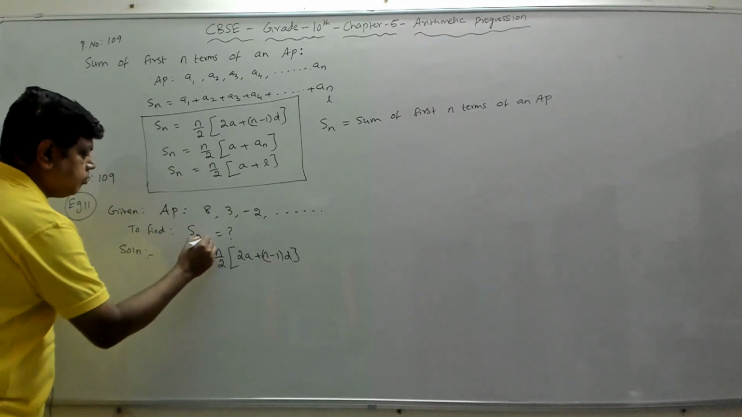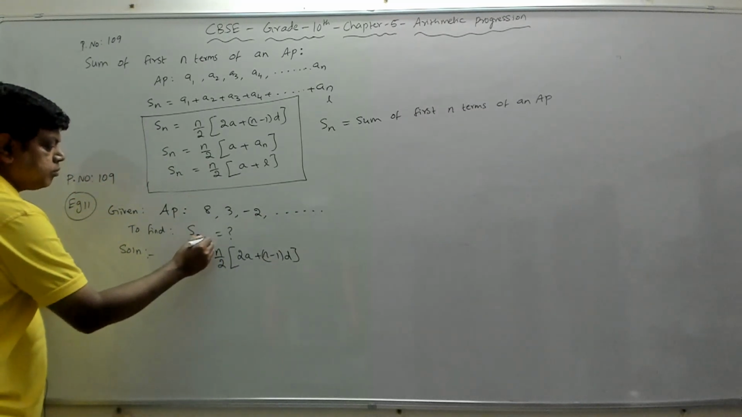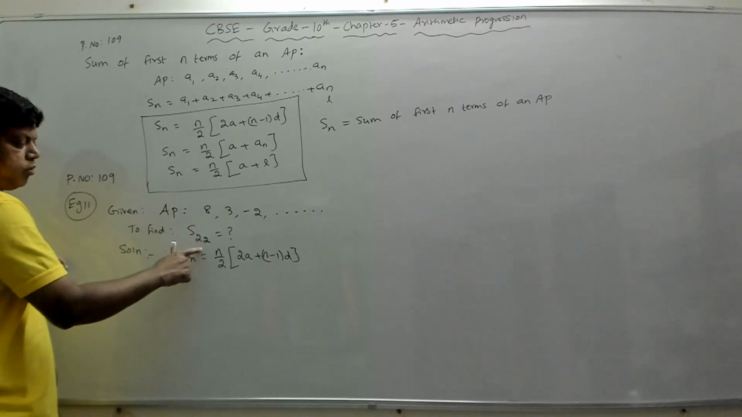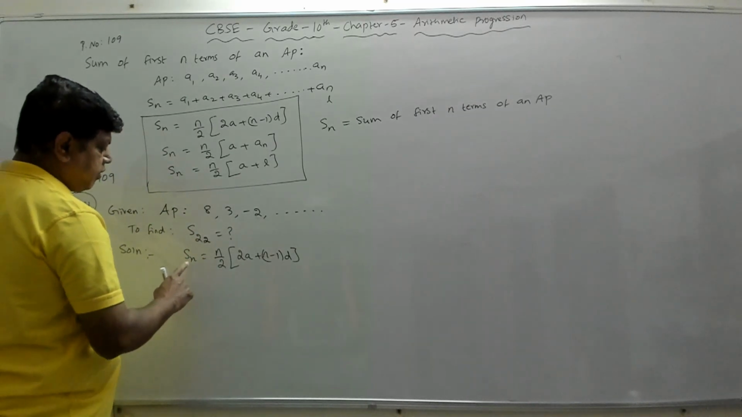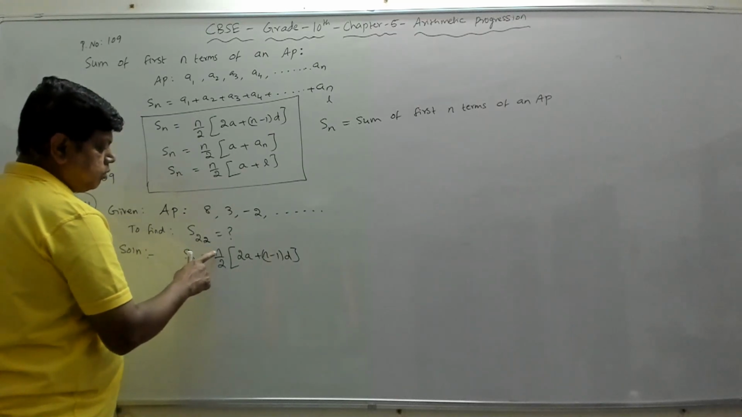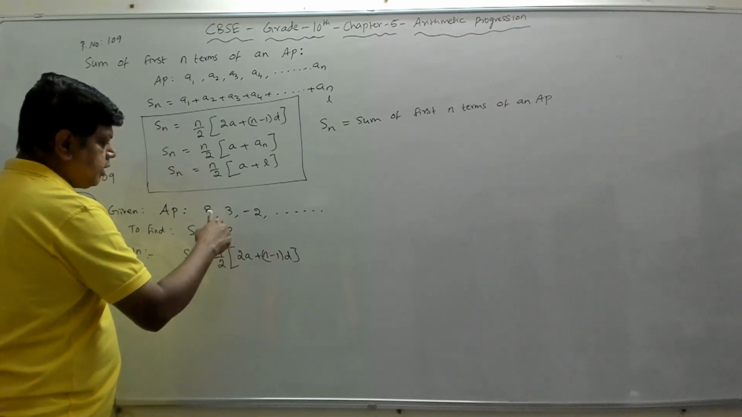Now we have to find S22. So n is 22 here. To find that, we need to know n. N we know is 22, and a is the first term. We have to find d. So let's write all of them.